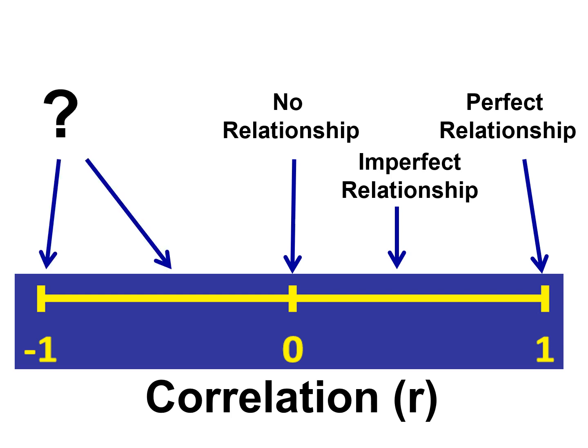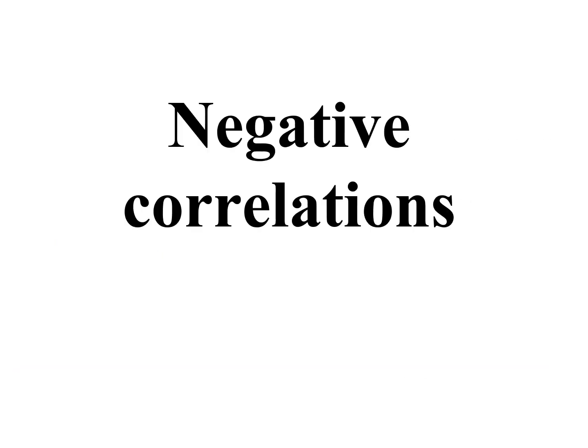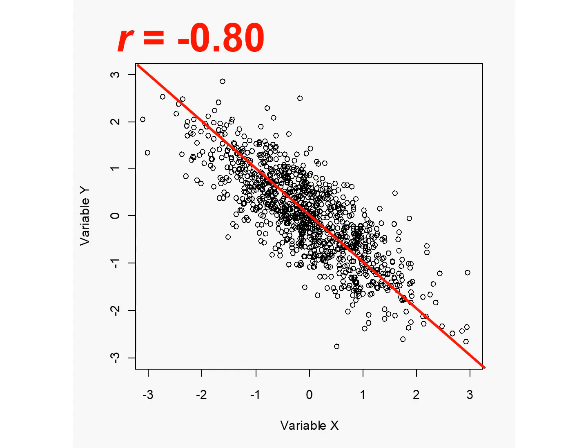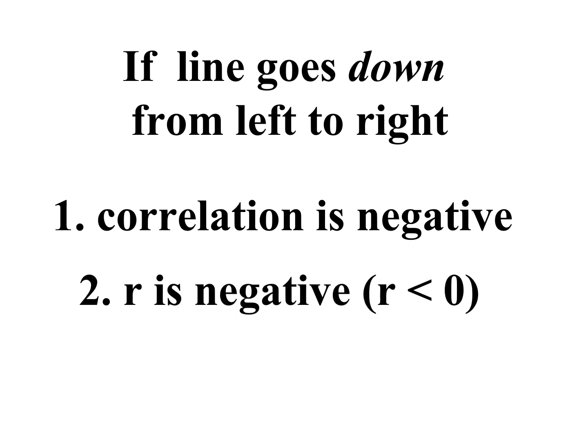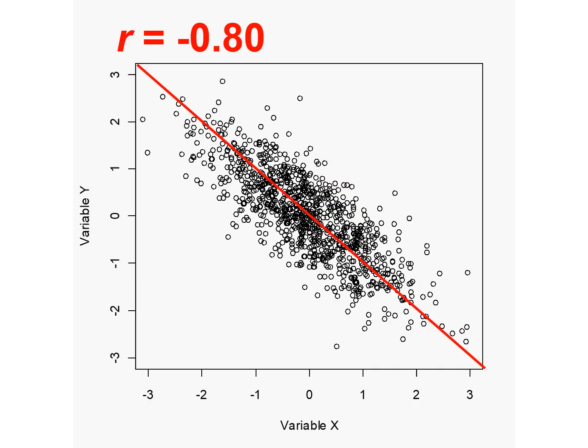But what about the correlations over here, on the negative side of 0? It's time for us to talk about the negative correlations. Here's a scatter plot of a negative correlation. The correlation is negative 0.80. You can see the line that shows the trend of the data. If the line through the data goes down from left to right, the correlation is negative. And r is negative, that is, r is less than 0.